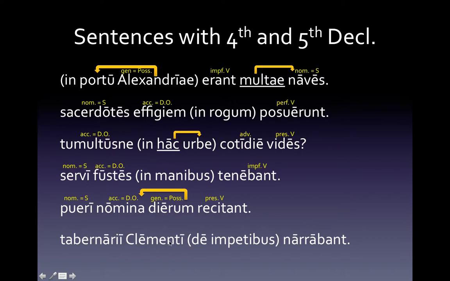Clementi ends in an accented I. You need to know that clemens is a third declension noun. So the accented I in the third declension means that it's dative singular. It's our indirect object. De impedibus, this is a prep phrase here. De plus the ablative. And then narrabant is our verb. It's imperfect and it is plural. So there are all of your labels.